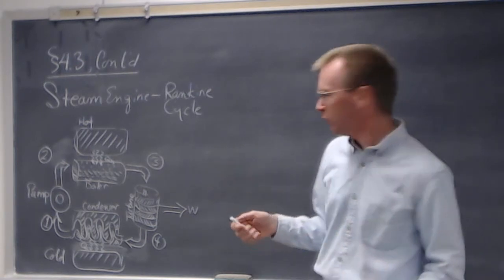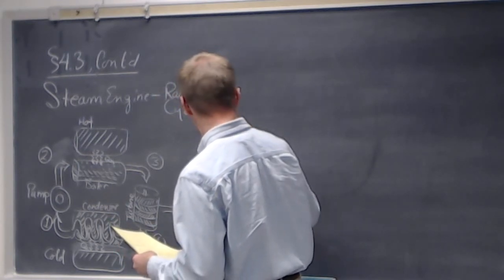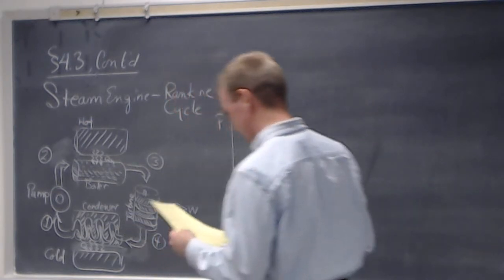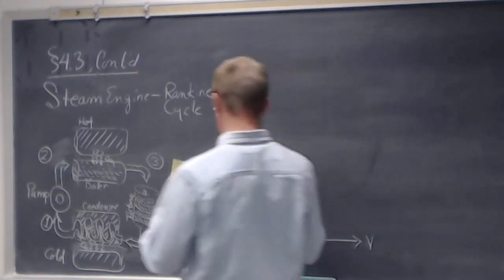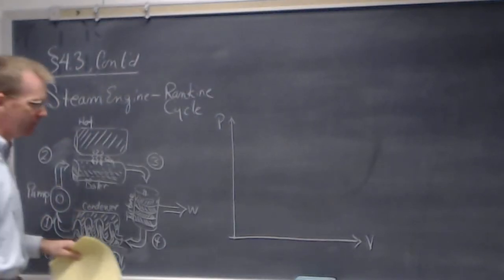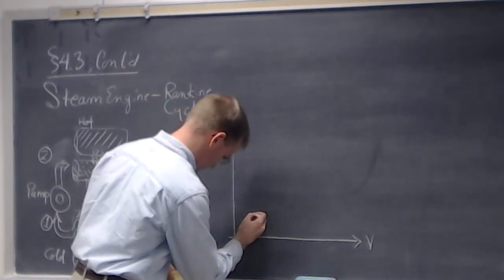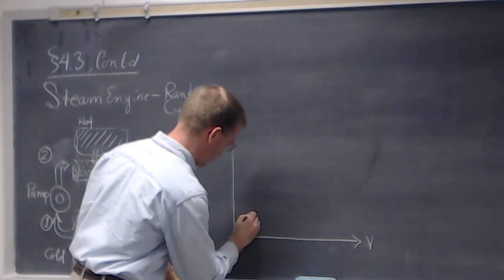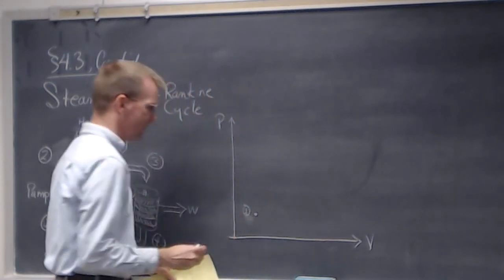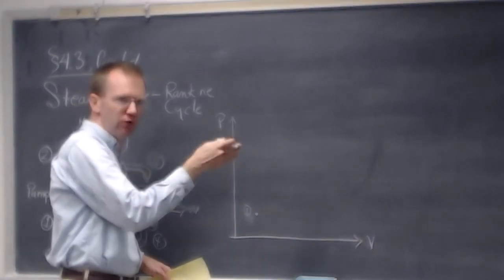The point is, well, what's the PV diagram for this? If we start off at point one here, as the water has come out of the condenser and is about to enter the pump, it's at its lowest volume and pressure. Let's just mark that here. Nice loud squeak. The pump takes it pretty much straight up at constant volume, just about.